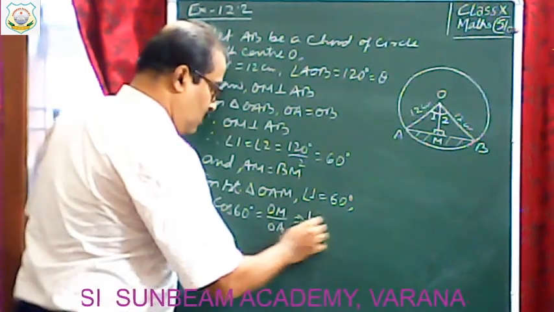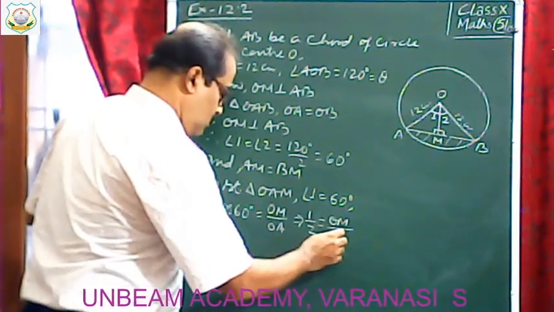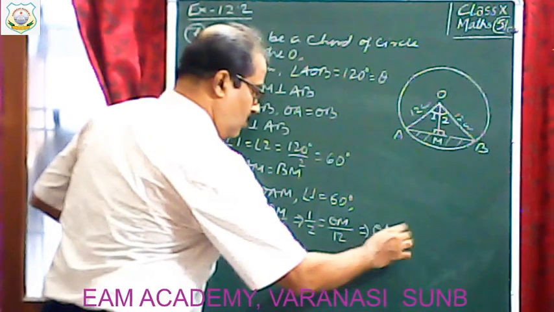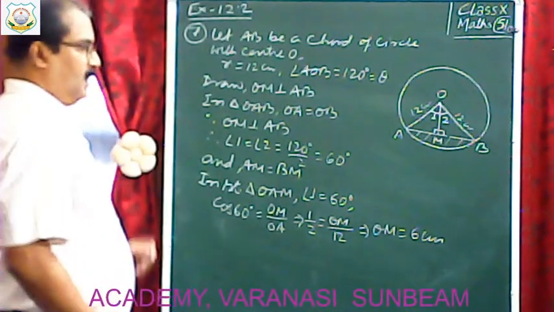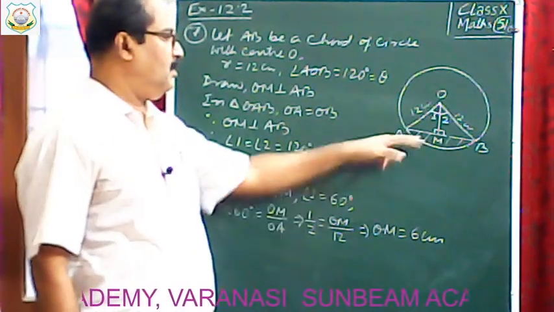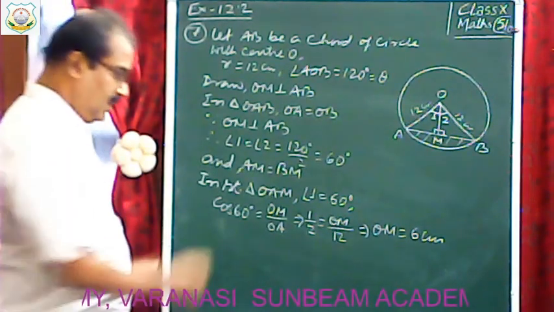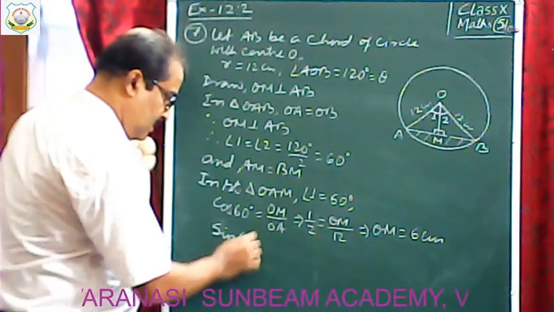Cos 60 means 1 by 2 equal to OM upon 12. So finally we get OM equal to 6 centimeter. And thereafter you have to find AM, that is perpendicular. So perpendicular upon hypotenuse, you have to use sin theta. In place of theta, angle is given 60 degree.